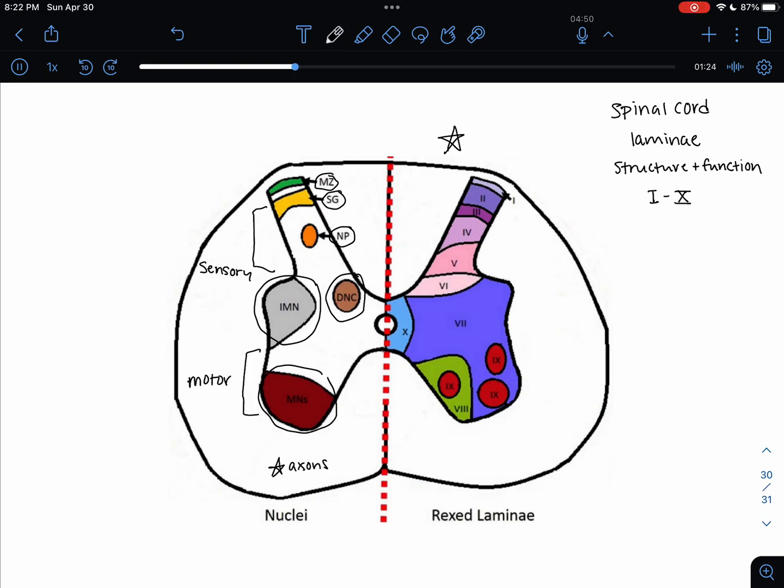Lamina 1 is located in the dorsal horn and receives noxious stimuli. This would include pain or damage to the body from mechanical, chemical, or thermal sources. This lamina corresponds to the marginal zone, which you can see on the left side of this image.